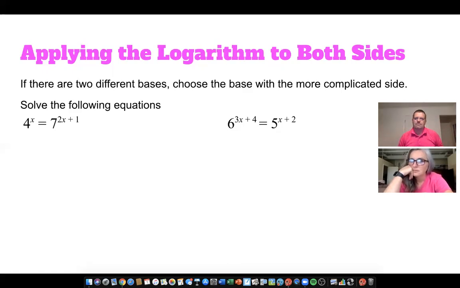Okay? So I want to make the one that has the more complicated exponent. I would love to have the 2x plus 1 all by its lonesome, as opposed to having the x by its lonesome. Does that make sense? I think it makes sense. Okay, so if I do log 7, well, grab my pen.